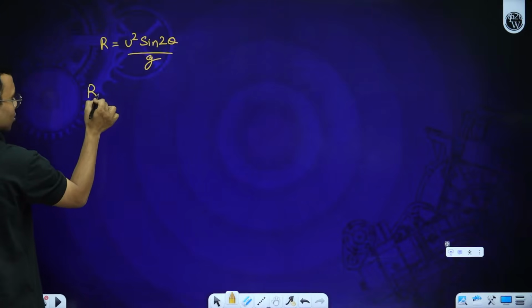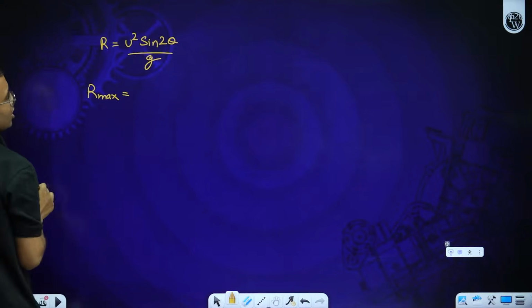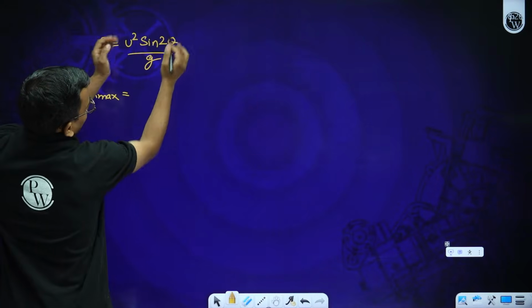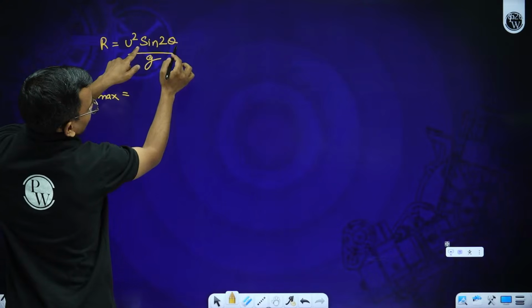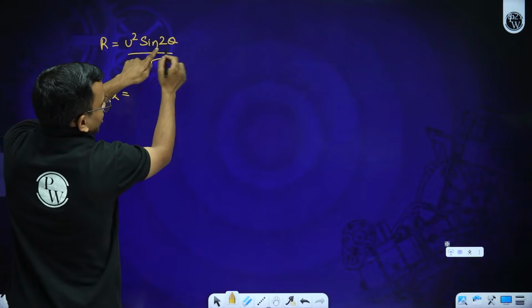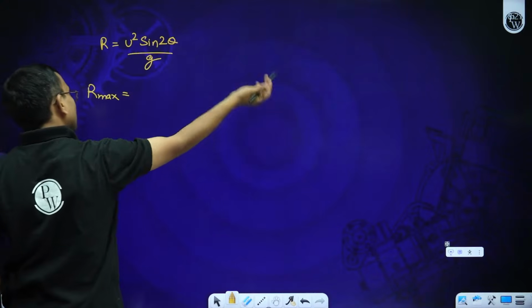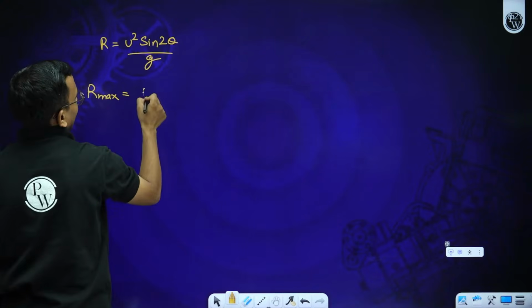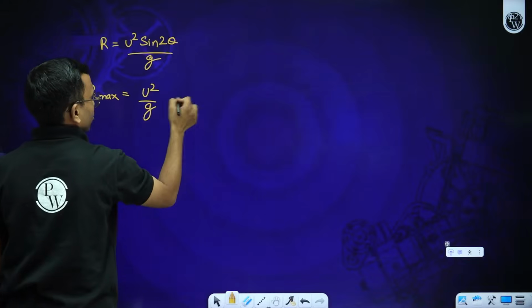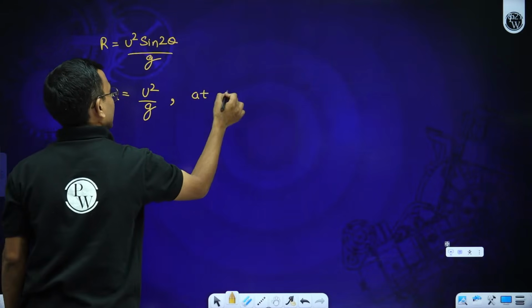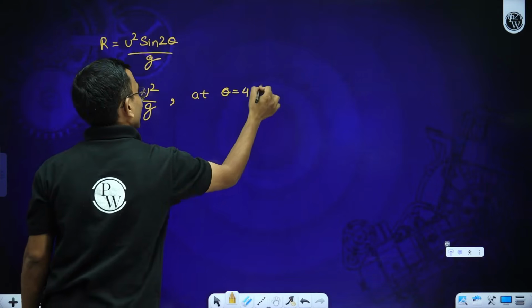What will be the maximum range? Maximum range will be when this will be maximum. It means sin 2 theta has to be maximum. It means 2 theta has to be 90. Means theta will be 45 degree. And that maximum range will come out to be u square by g, at theta equals 45 degree.